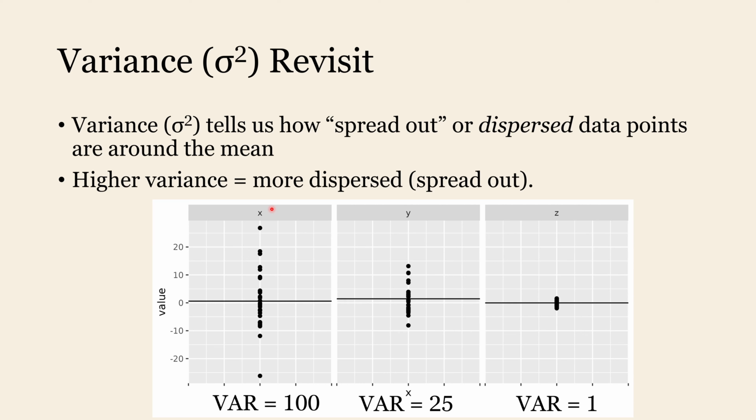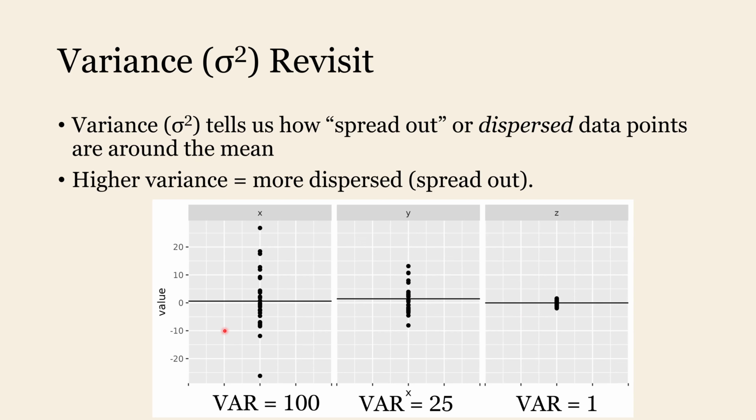Variance is usually denoted by the Greek symbol sigma squared. Variables with a higher variance are more spread out. In the figure on the bottom, I've got 3 example variables with different variances. The black lines on each of these variables represent the mean of each of these 3 variables.